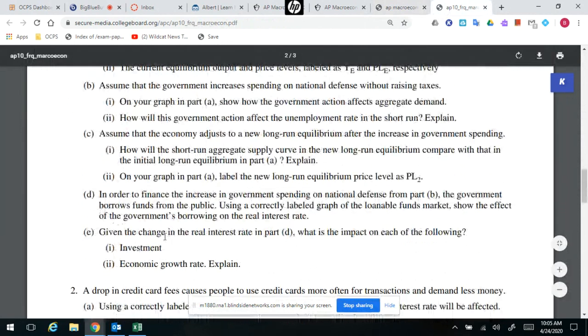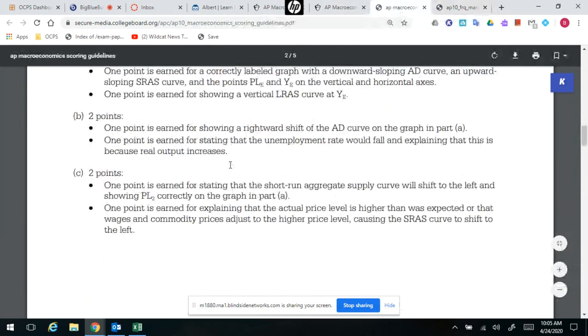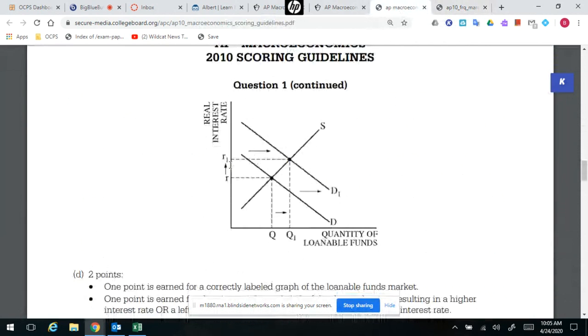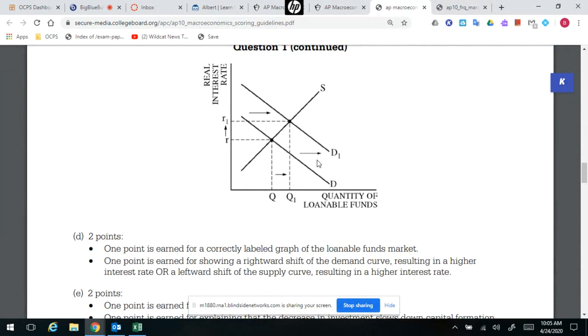D. In order to finance the increase in government spending on national defense from part B, okay, so we increase spending, the government borrows funds from the public. Using a correctly labeled graph of the loanable funds market, show the effects of government borrowing on real interest rates. We know that whenever there's government spending, there's going to be an increase in demand. Remember, spending moves demand. It moves all the demand lines. It moves aggregate demand, demand of loanable funds, demand of money. And if there's spending in our economy by foreigners, it's going to move the demand of our dollar. If you can just remember, spending and demand are directly related, you're good to go.